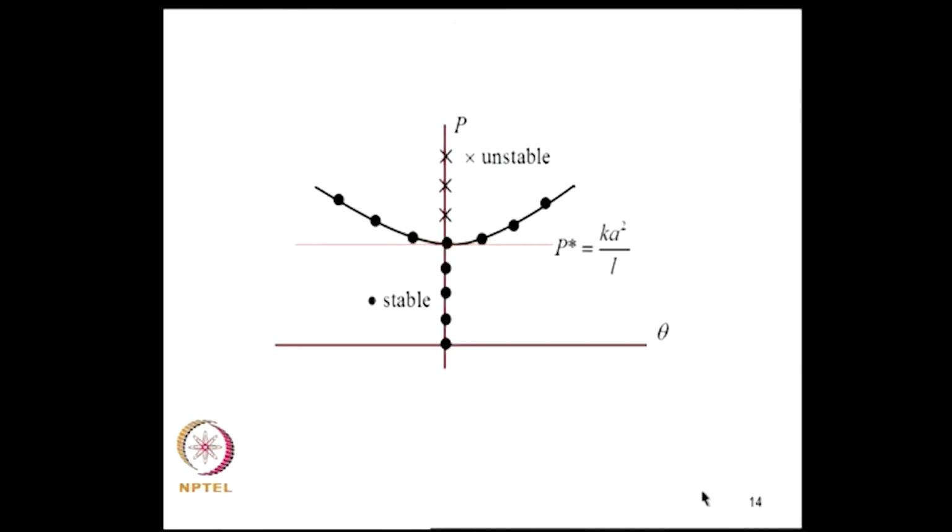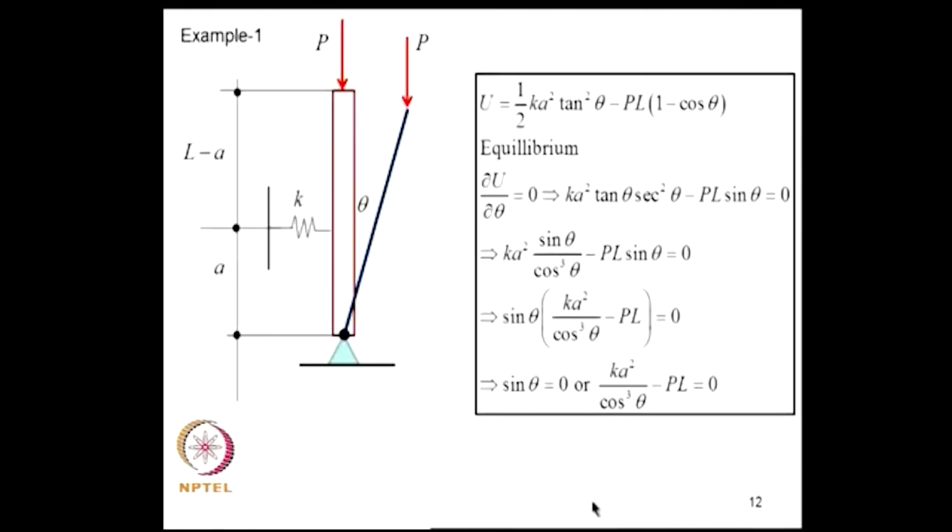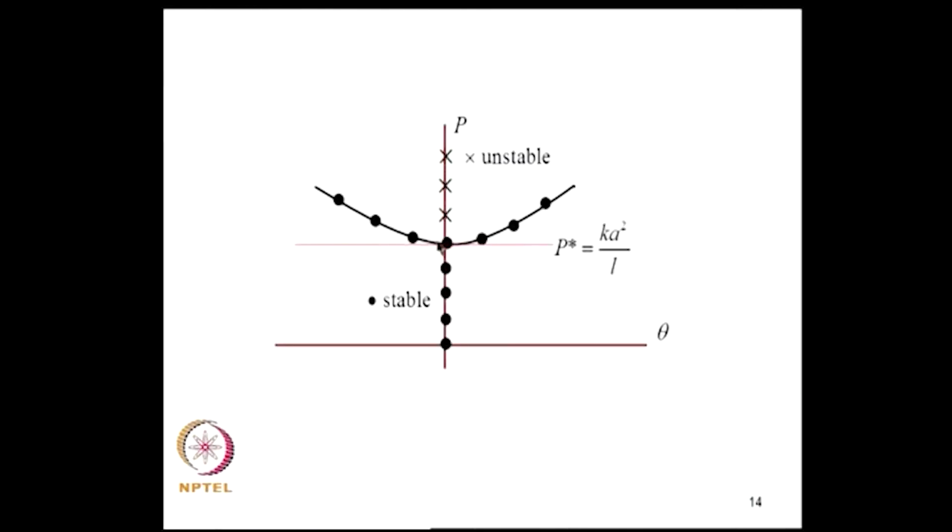So, now we can plot this. Until P reaches the value of K A square by L, theta equal to 0 is the only possible solution, and this is stable. This branch is actually the root of the equation K A square by cos cube theta minus PL equal to 0. This is always stable, and once K A square by L is crossed, the points on theta equal to 0 become unstable. So, this is the load deflection diagram for the problem based on the two axioms that we have developed.